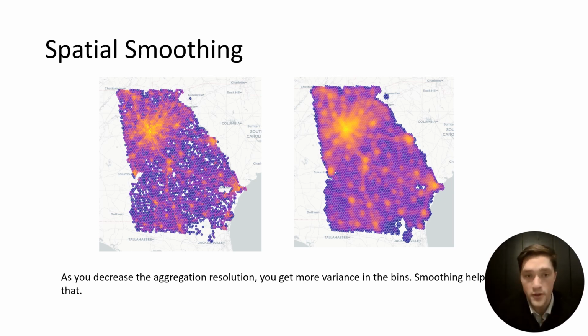That's where spatial smoothing comes in. As you decrease the aggregation resolution, you might run into some of these challenges. You get more variance in the bins. So we run a smoothing algorithm that helps distribute the riskiness of the neighboring squares or hexagons into those areas.